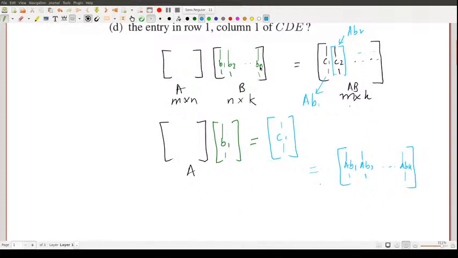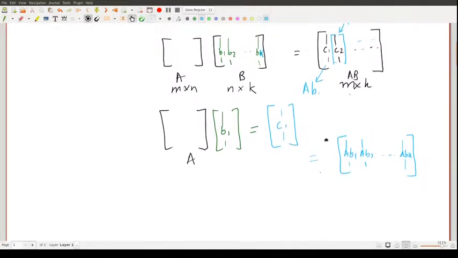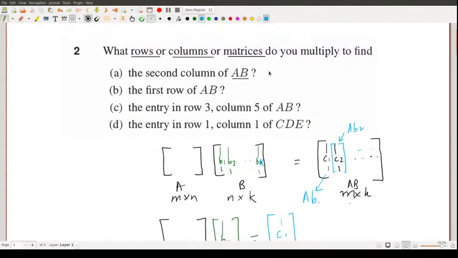And that makes sense because B will, of course, have K columns, not N columns, because it's an N by K matrix. So the answer to that problem is that we multiply A with the second column of matrix B. This is a matrix multiplied by a column of B, and which column? The second column of B. So that's how you can find out individual columns of this matrix AB.